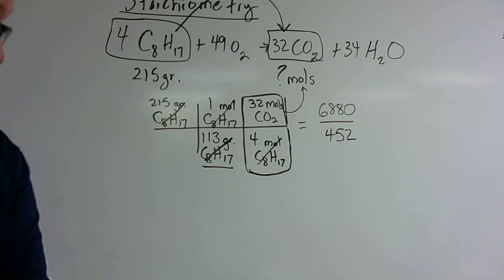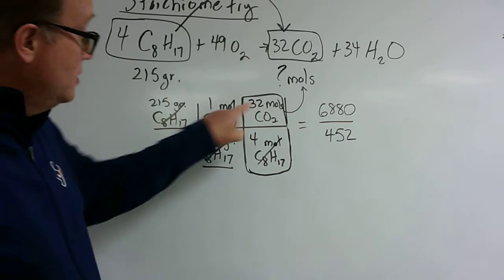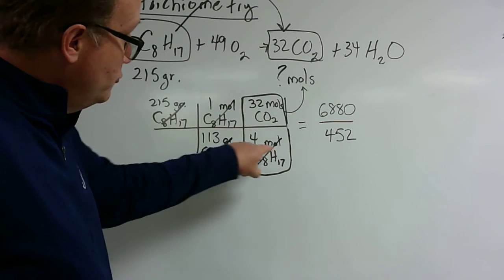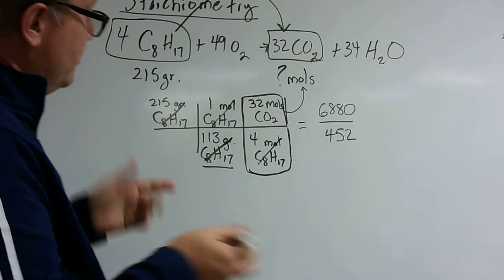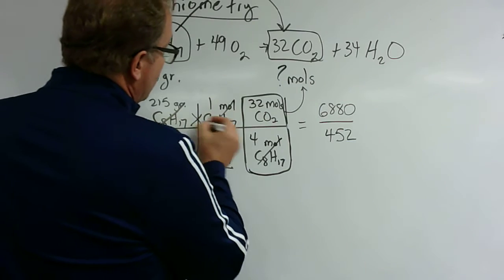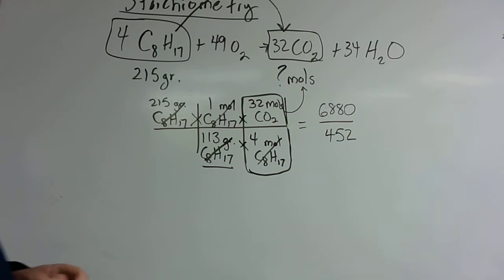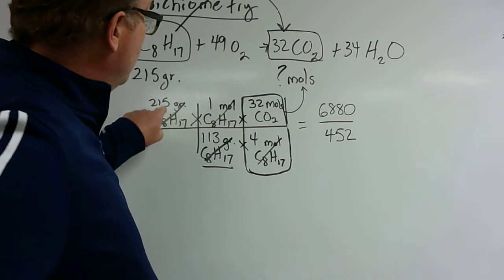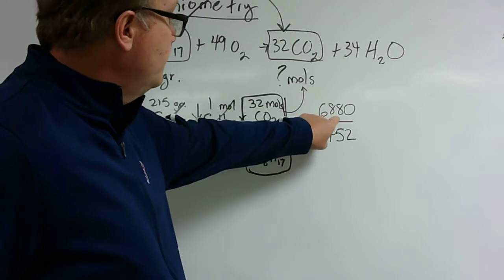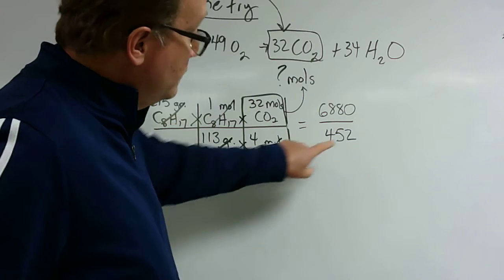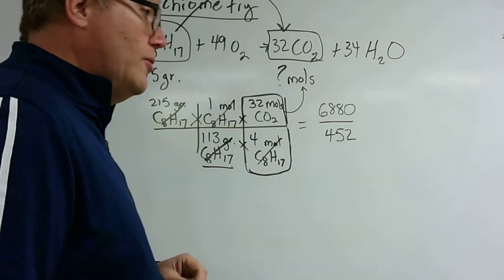Now here's a suggestion. You need to total up the top, total up the bottom. Just like with the mole conversion, you are multiplying these guys, and it's going to become a fraction. So this times this equals this, this times this equals this. Now I can go ahead and divide it.